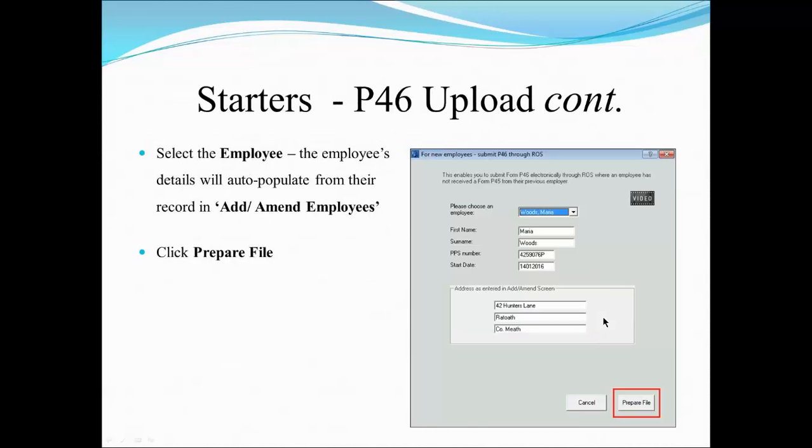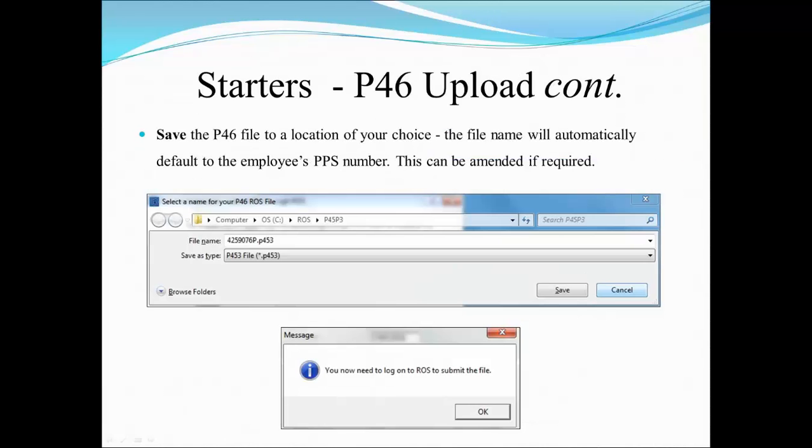So with the P46 upload in Thesaurus, when you've selected this option, again, simply select the employee from the listing. This screen will automatically populate from their record in Add and Amend Employees. So you will need to have set them up in Add and Amend Employees first, and then you do require at least 2 lines of their address for this file to be prepared. Okay, so it will automatically populate for you. All you're doing is selecting the employee name and click Prepare File. Okay, and again, it's really very much the same process all the time. You'll then be given the prompt to save your P46 file to a location of your choice. And again, it will default to the employee's PPS number.